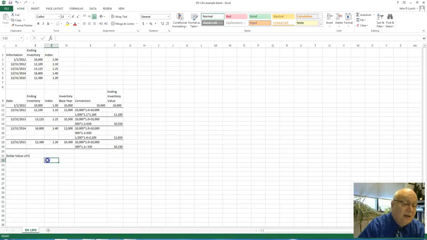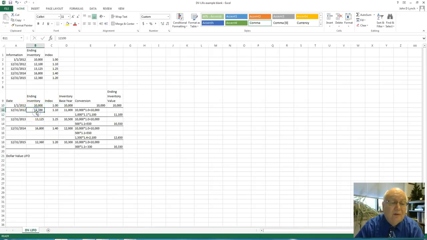So that's how you calculate dollar value LIFO. Indexes will be given to you. First you take the current value of the ending inventory divided by the index to get a base year inventory value. This takes out the inflation rate. Then you compare to see if it went up or down, and then you convert it back to the current year. You always use the base year times the current year index that you're in.